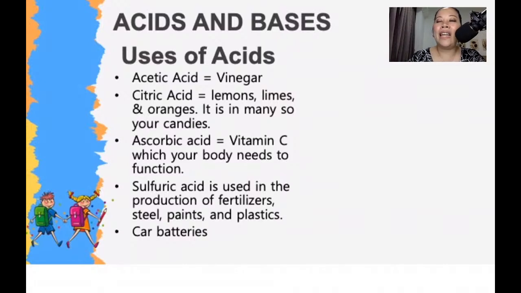The next place where you can find acid is ascorbic acid, or vitamin C, which your body needs to function, and it helps our immune system. The next one is sulfuric acid. This is used in the production of fertilizer, steel, paints, and plastics. And the last one is car batteries. So these are just a few of the uses of acids.